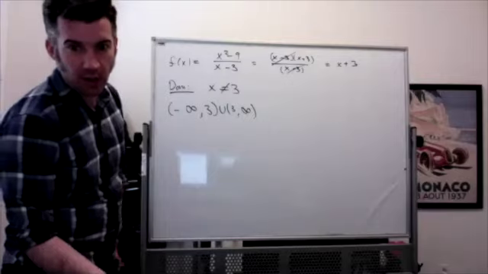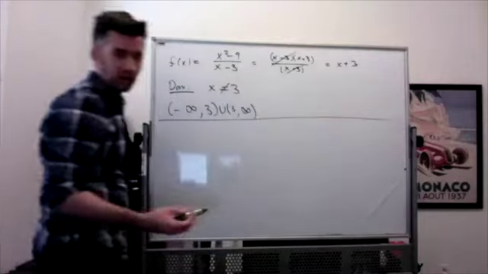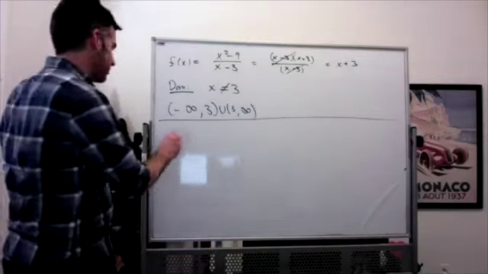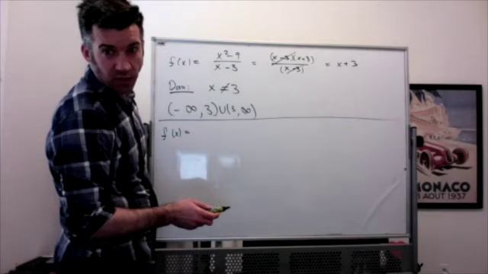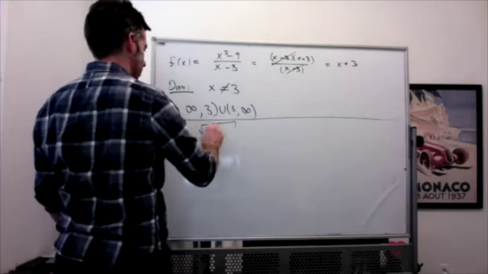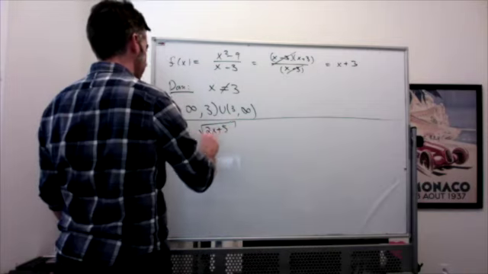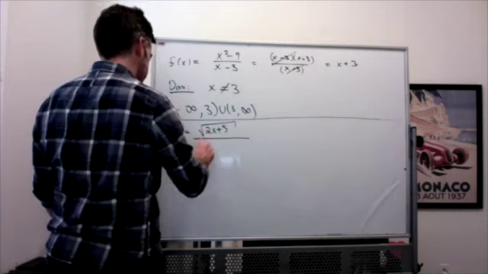Okay, 2 more. I think we can fit this one on this side. Let's look at this function. f of x equal to, what do we got here? The square root of 2x plus 5. I think it's a minus in the notes, so I changed it to a plus. Square root of 2x plus 5 divided by x squared plus 7x plus 10.